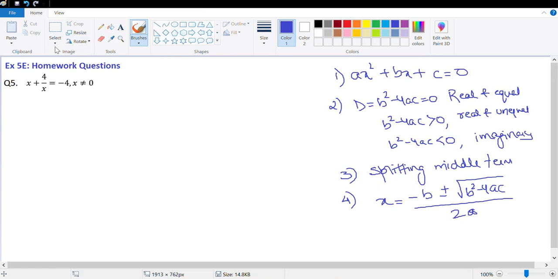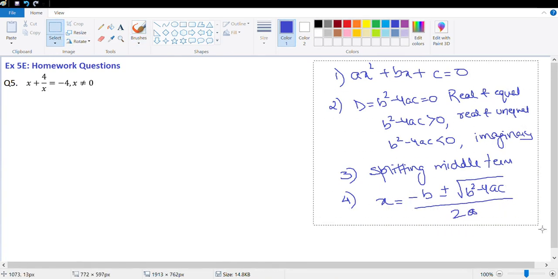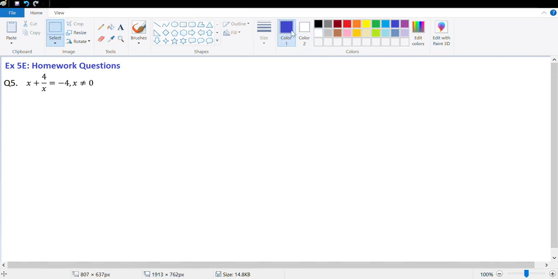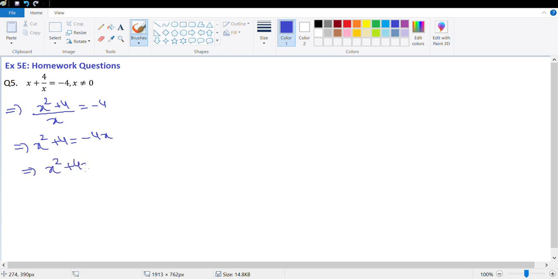Let's go ahead and look at the homework questions of exercise 5e. So the first homework question was question number 5. It says x plus 4 upon x is equal to negative 4 and x is not equal to 0. Let's take the LCM. The LCM is x, so this is x squared plus 4 is equal to negative 4, which means x squared plus 4 is equal to negative 4x cross multiplying, which gives me x squared plus 4x plus 4 is equal to 0.